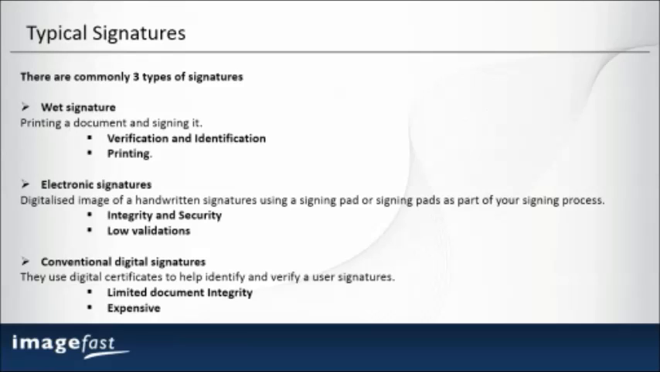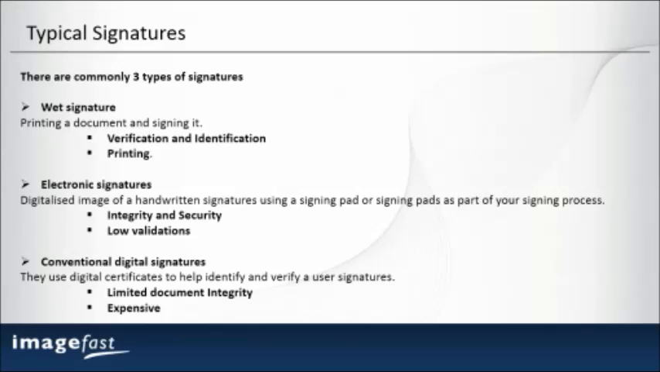So, digital signatures. If we look at the typical signatures before we move toward digital signatures, we can commonly put these into three different types of groups. So our first being a wet signature. So these are what we call traditional signatures, so pen and paper signatures. Following on from that, we have an electronic signature. So again, these are a digital image of a handwritten signature.